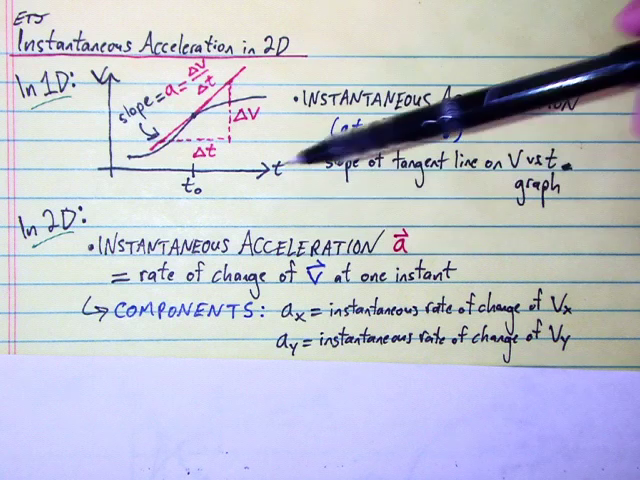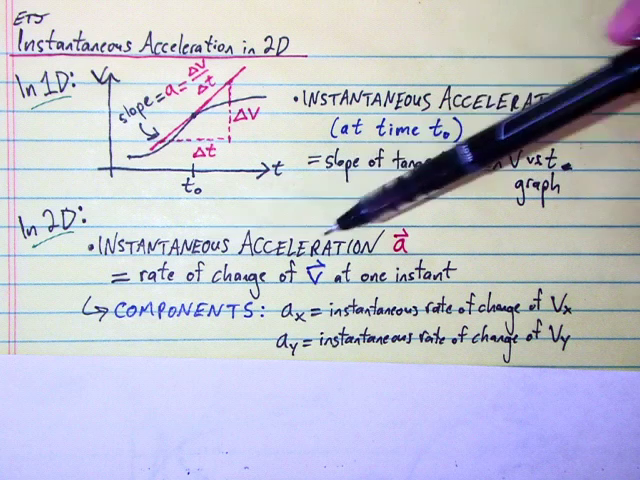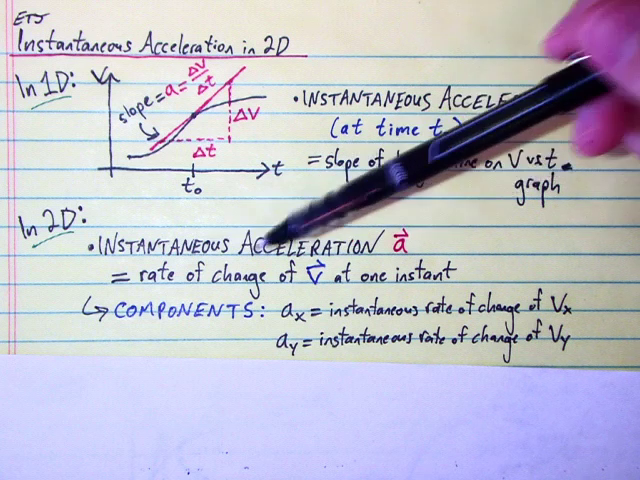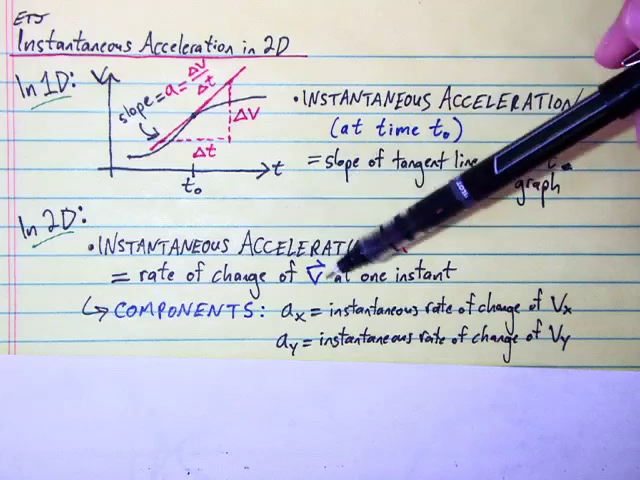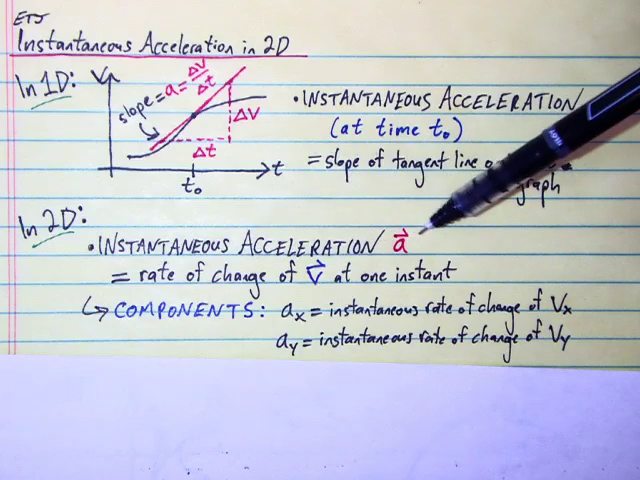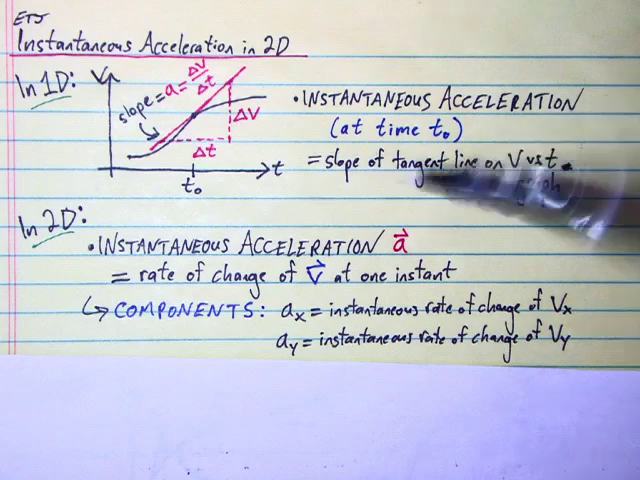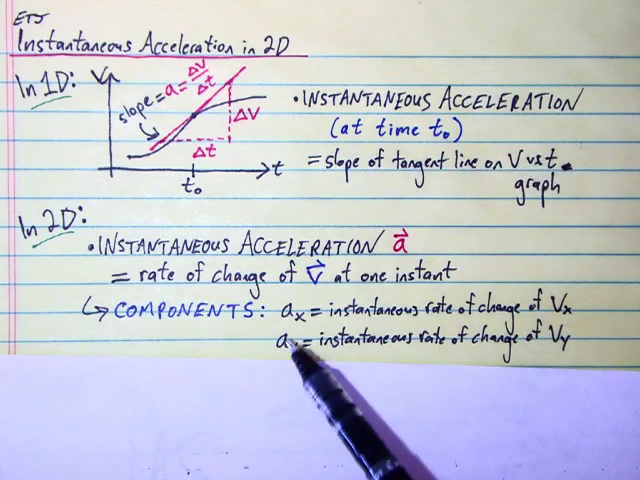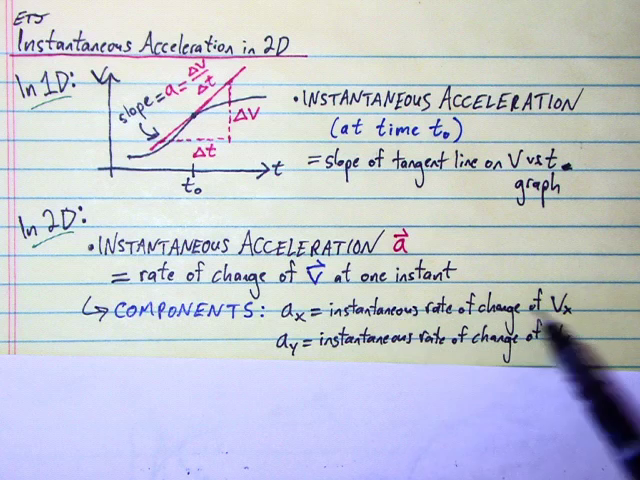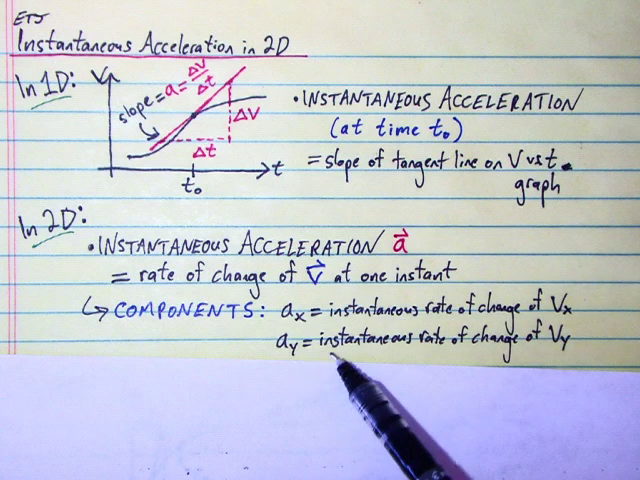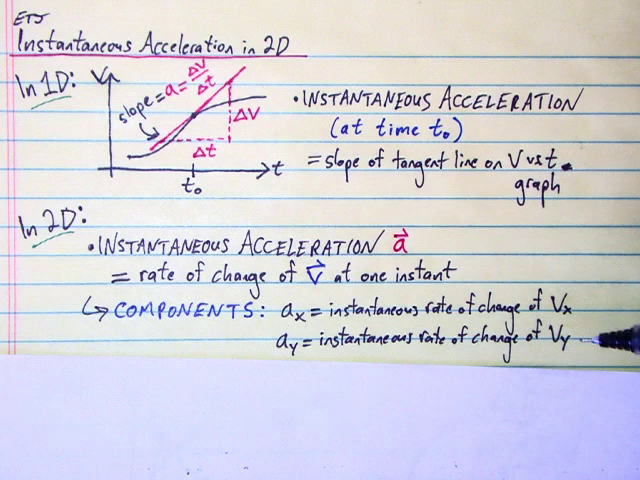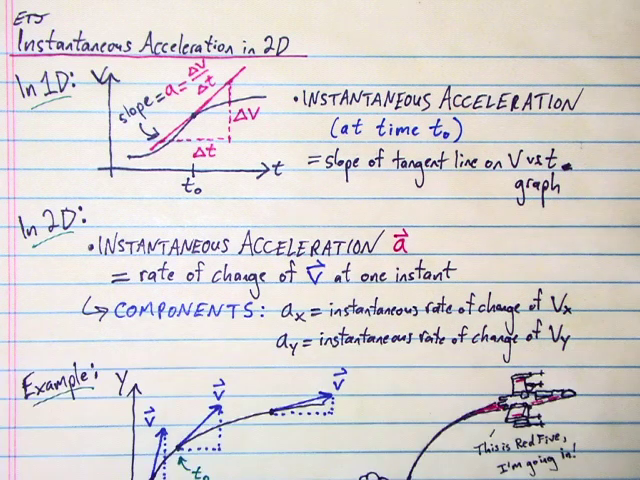So now in two dimensions, the instantaneous acceleration is still the rate of change of the velocity, but velocity is a vector, so our instantaneous acceleration is also now a vector. It has components ax, the instantaneous rate of change of vx, and ay, the instantaneous rate of change of vy. Let's look at an example.